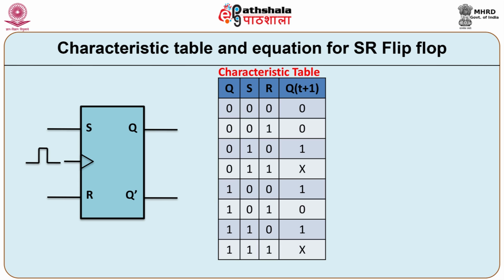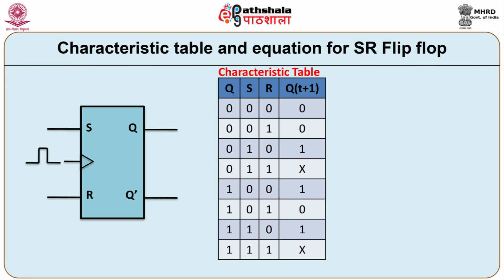The first 4 rows assume that Q is equal to 0 and Q is equal to 1 for the next 4 rows. All possible input conditions for S and R inputs are written for each group of 4 rows. The characteristics table for the SR flip flop shows that the next state is equal to the present state when both S and R inputs are equal to 0.